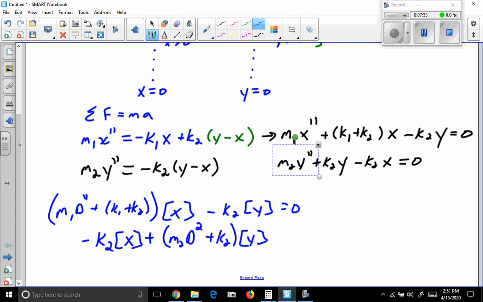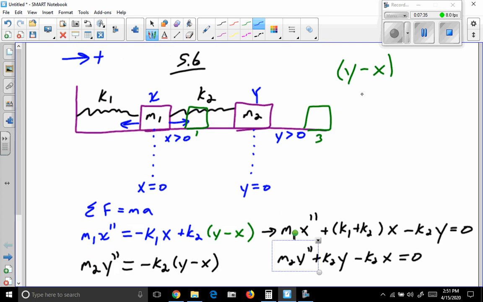For this problem, let's suppose that m1 is 2 kilograms, m2 is 1 kilogram, k1 is 10/3 Newtons per meter, k2 is 4 Newtons per meter.